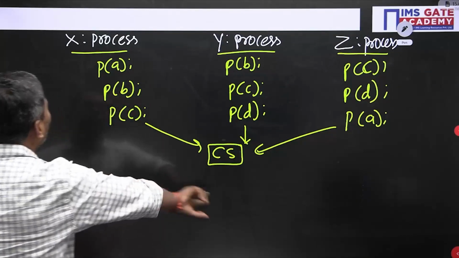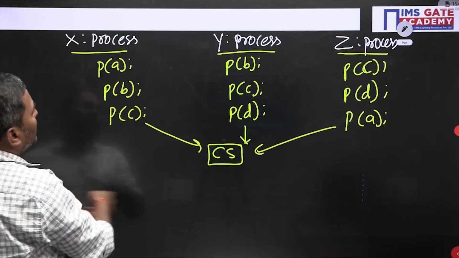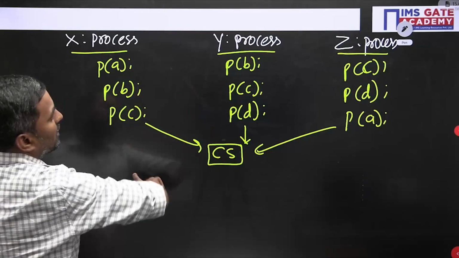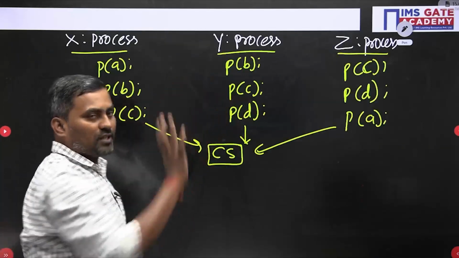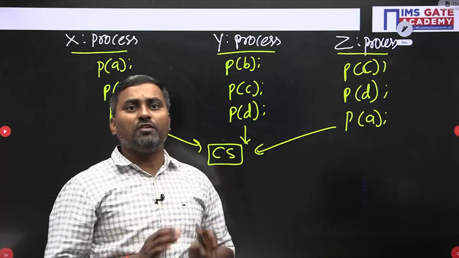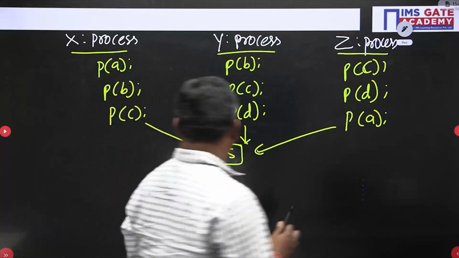Let me take this scenario. First option A: B, C, D place, B, C, D, A, B, C and C, D, A is there. So I am trying to follow option A. Let's work out whether option A gives the correct order of execution or not.